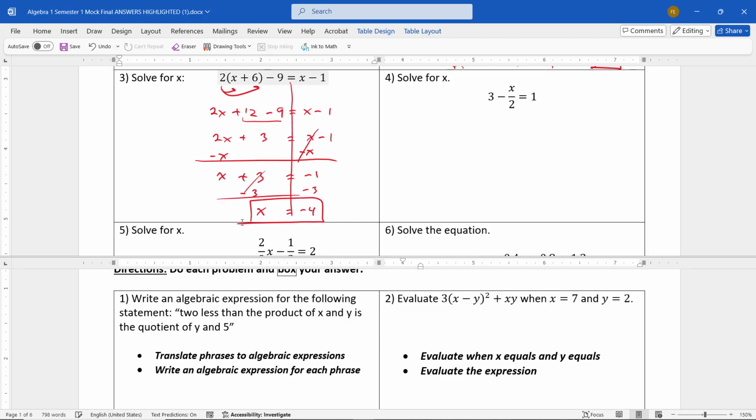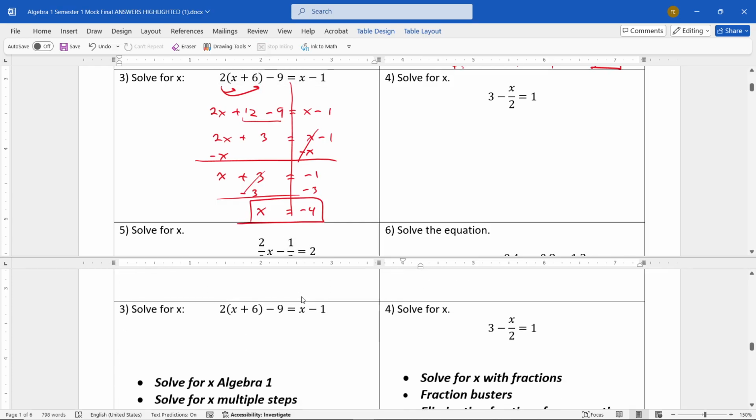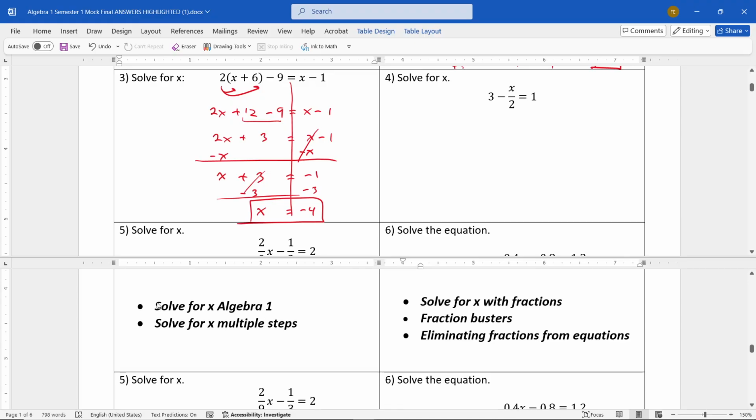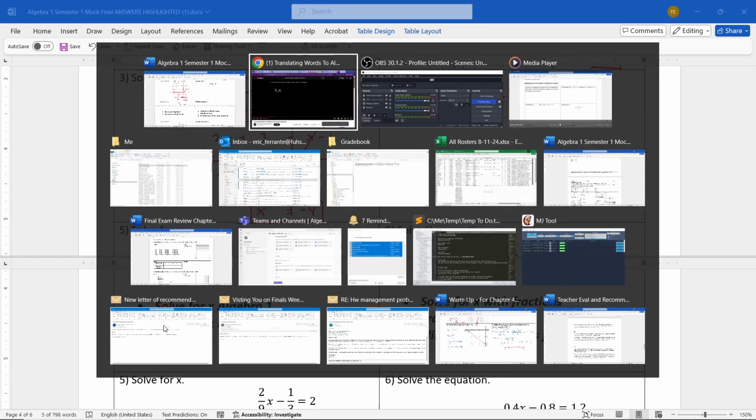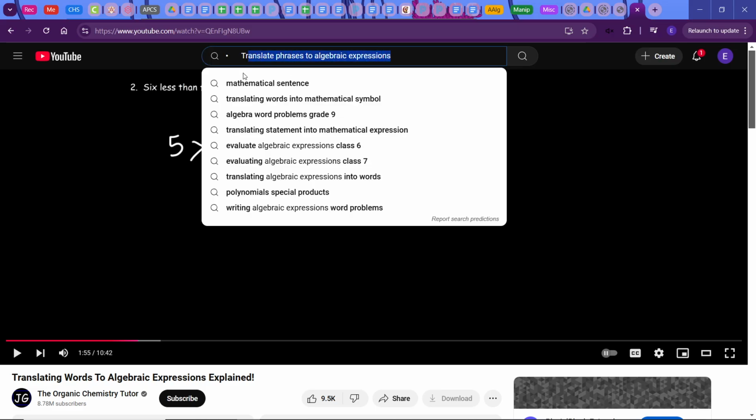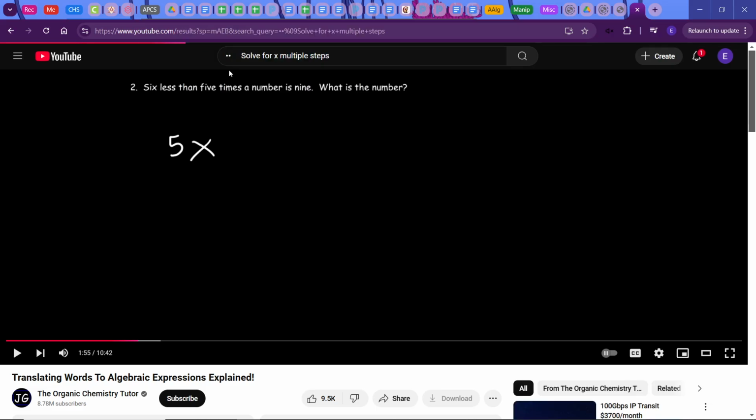Done. So to practice more problems in YouTube, type in either of these search phrases, and there's going to be tons of problems. For example here, if I type in solve for x multiple steps in YouTube, you're going to get a whole bunch of practice problems just like this.